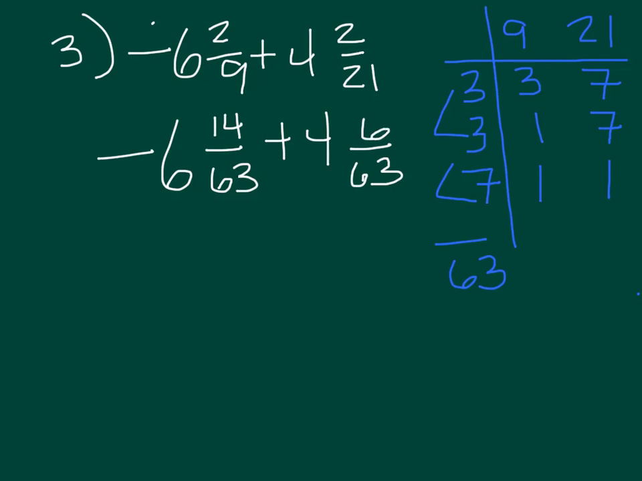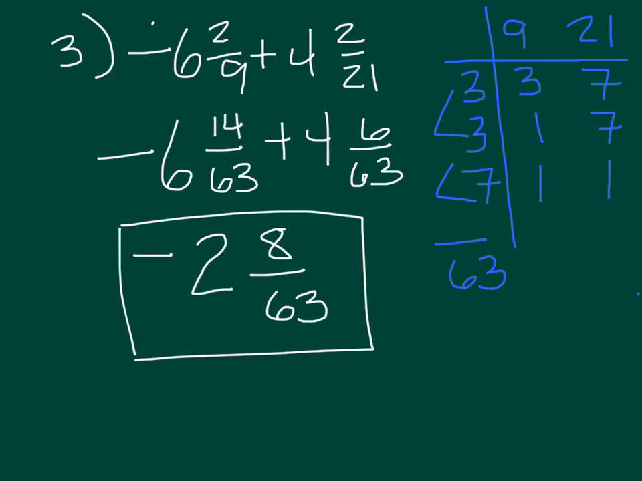And why subtract? Because as you have already seen, we have a negative and we have a positive. And with a negative and a positive, we subtract and keep the sign of the biggest. My answer is minus 2 and 8/63. And I can't reduce it anymore.